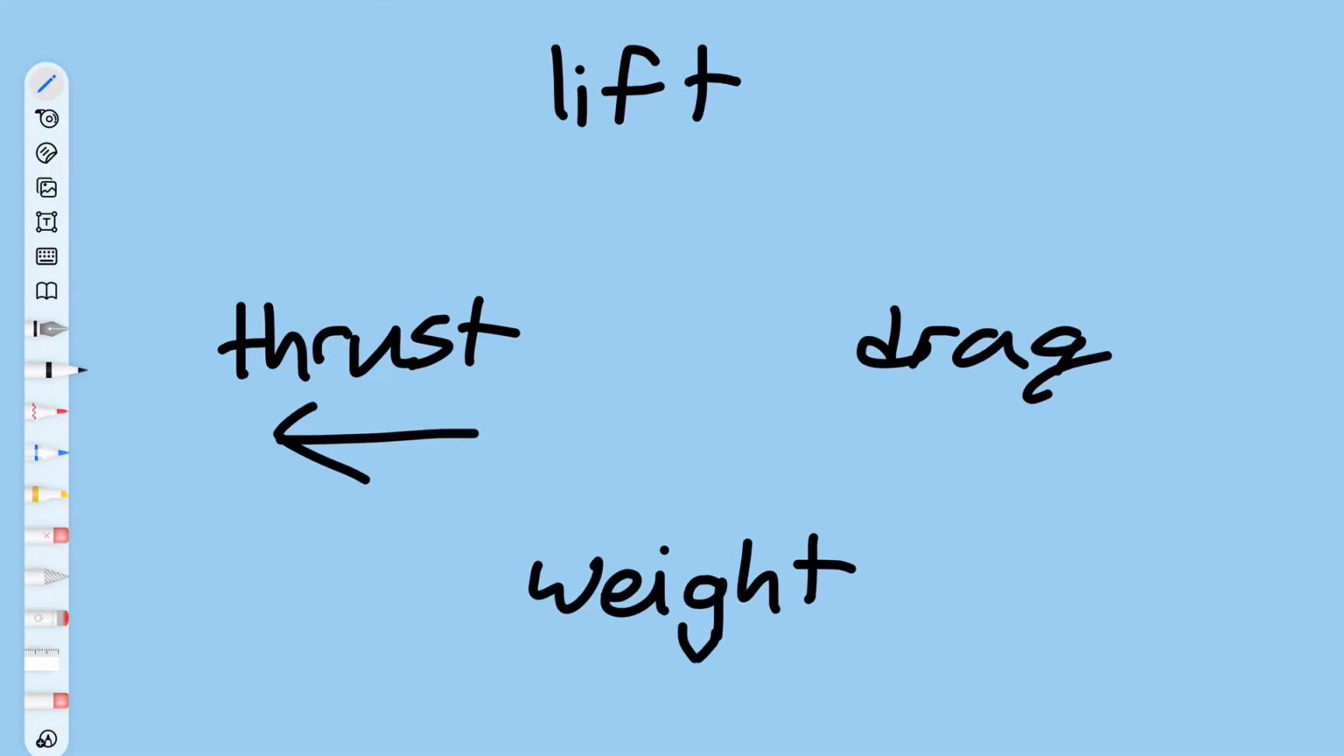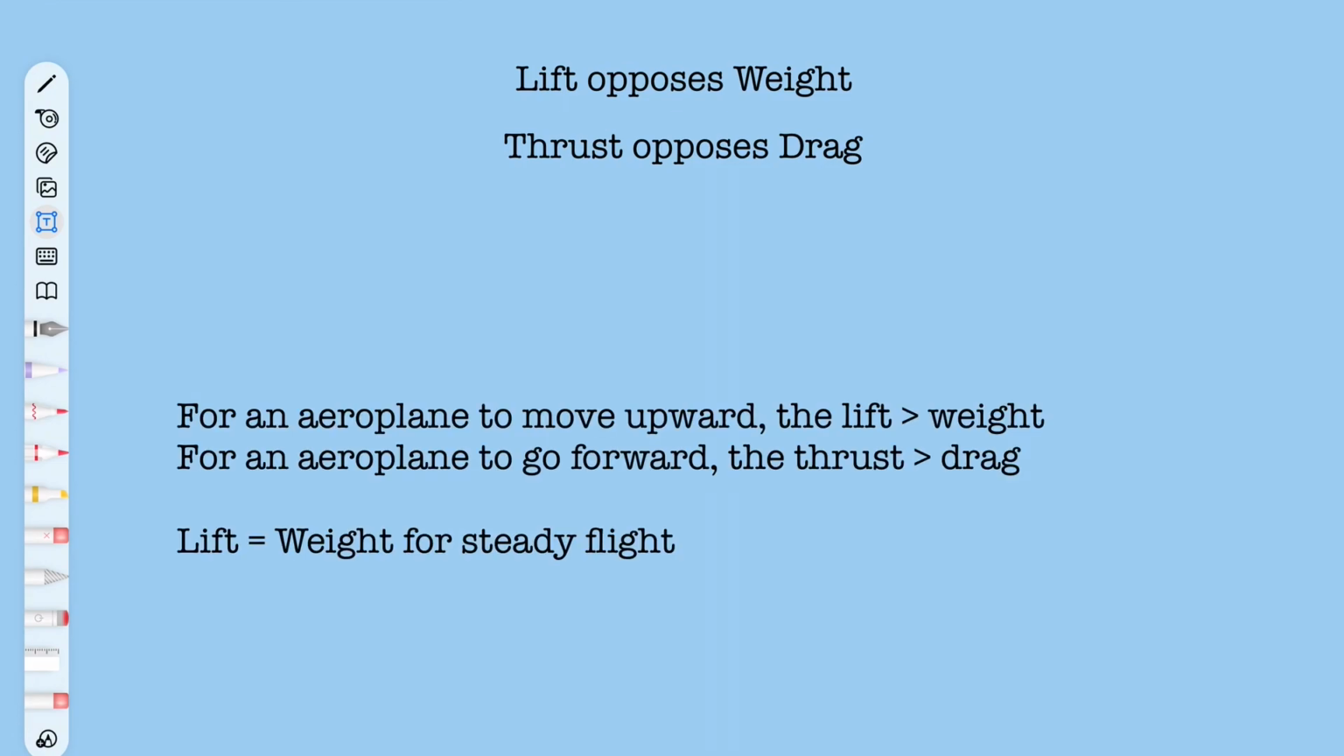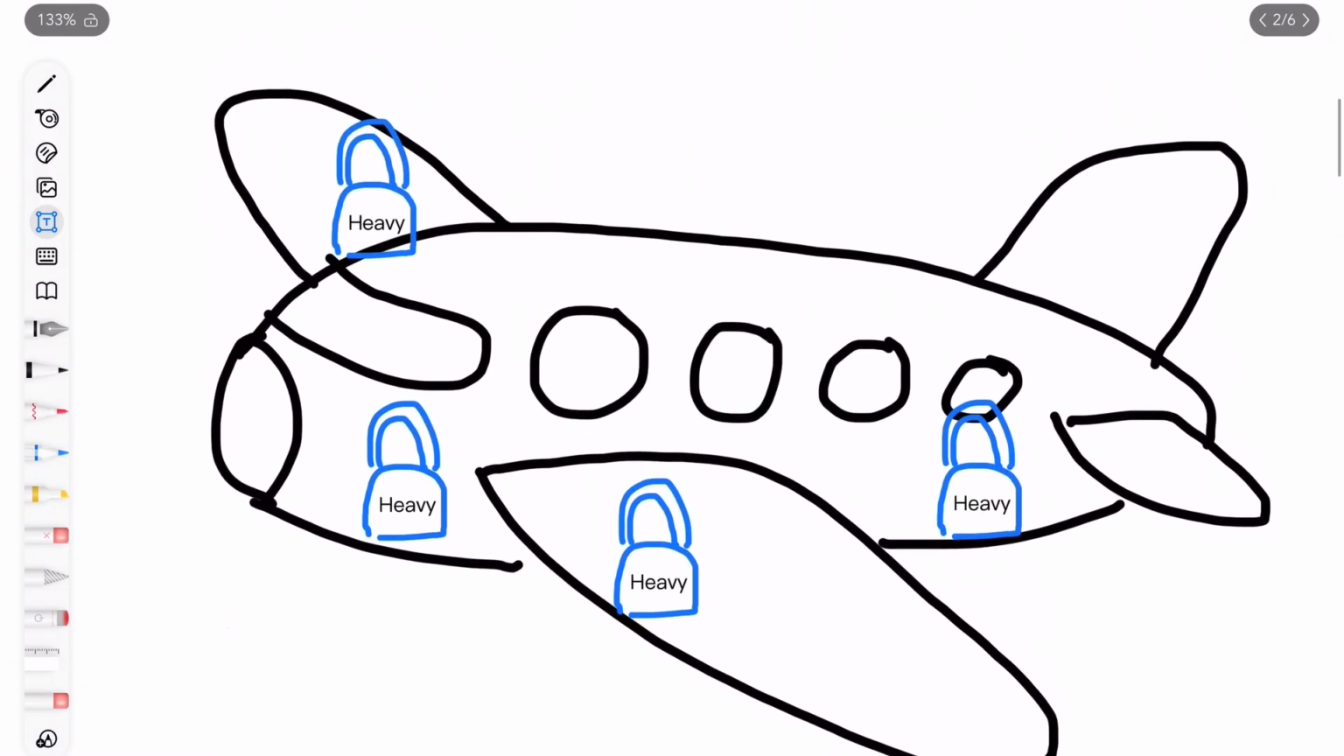Thrust moves the plane forward. Drag resists that motion. Weight pulls the plane toward Earth's surface. And lift? Lift is what pushes it upward into the sky. For an airplane to take off, the lift force must exceed the weight. For it to accelerate forward, the thrust must be greater than the drag. But once it reaches cruising altitude, the lift equals weight to maintain a stable flight.